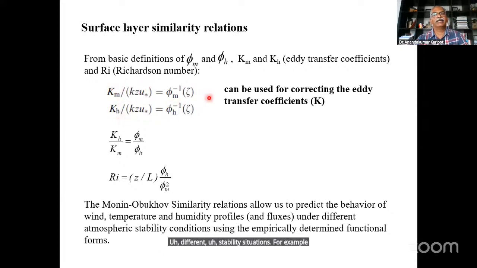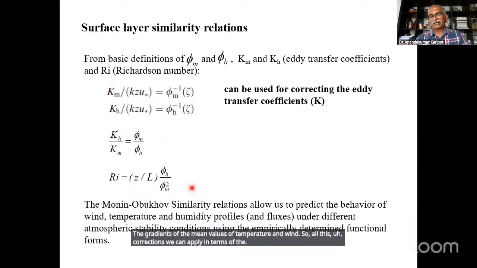For example, the Km and Kh, we can correct with the stability function multiplied by this factor. So you will get the stability corrected Km and similarly Kh. The frictional velocity and Z by L require fast measurements, but we can express them in terms of the Richardson number, which requires only the gradients of the mean values of temperature and wind. So all these corrections we can apply in terms of the Richardson number also.